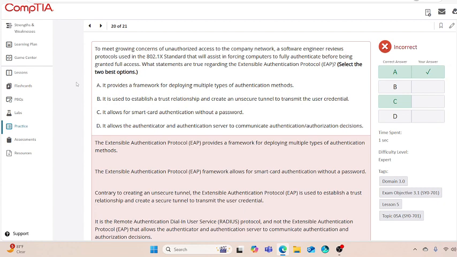It provides a framework for deploying multiple types of authentication methods, and it allows for smart card authentication without a password. The Extensible Authentication Protocol, EAP, provides a framework for deploying multiple types of authentication methods, and the Extensible Authentication Protocol framework allows for smart card authentication without a password.